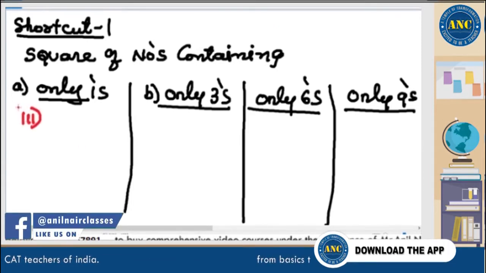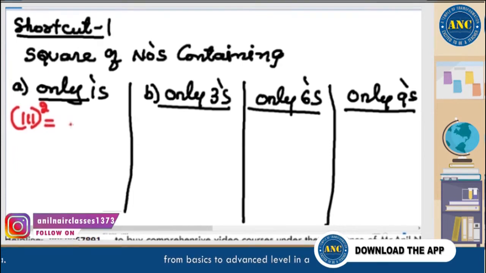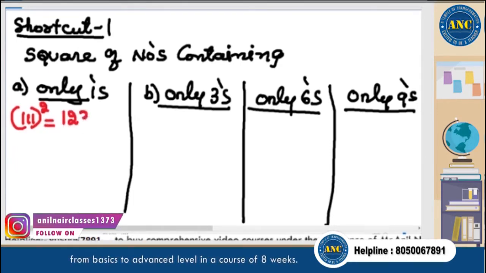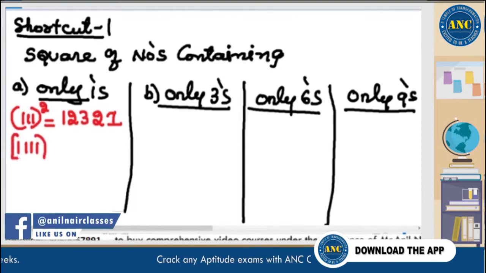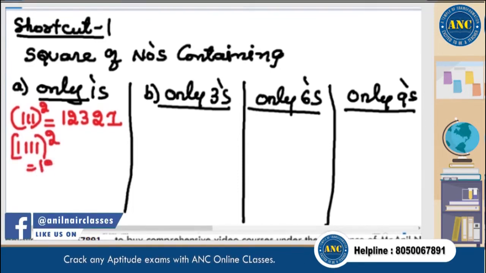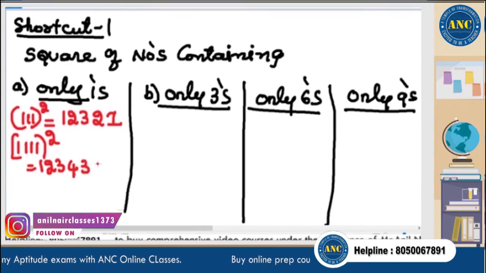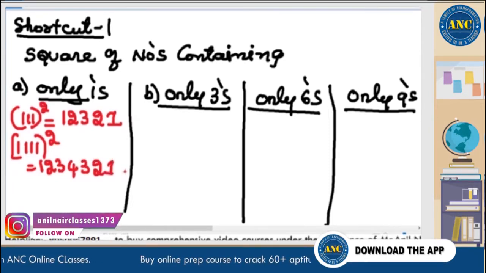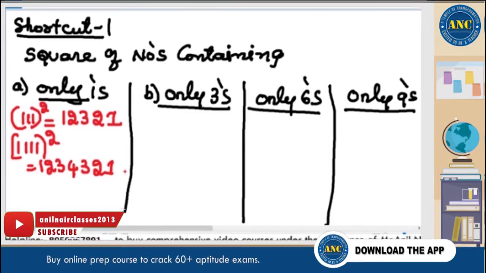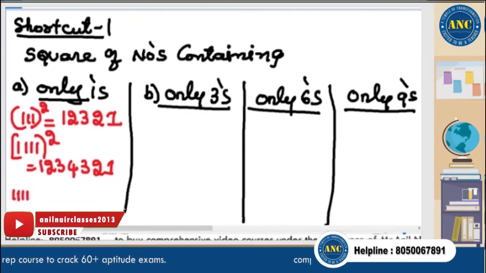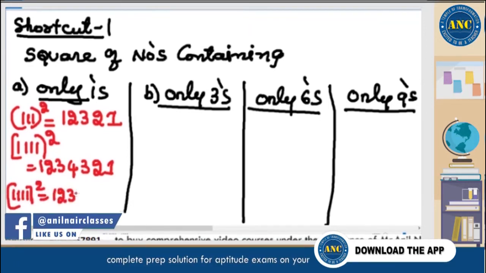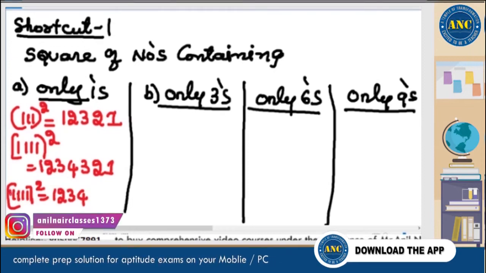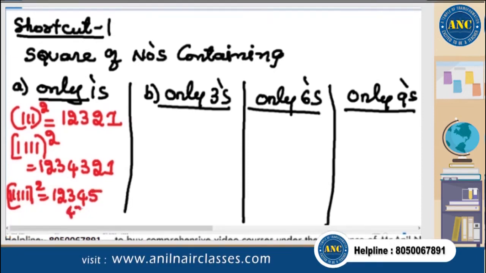Listen carefully. Suppose I want to find out the square of 111. 111 contains 3 ones. Write the natural numbers till 3 and come back to 1: 1, 2, 3, 2, 1. If the question contains four ones, answer will be 1, 2, 3, 4, 3, 2, 1. If the question contains five ones, write down till five and come back to one: 1, 2, 3, 4, 5, 4, 3, 2, 1.